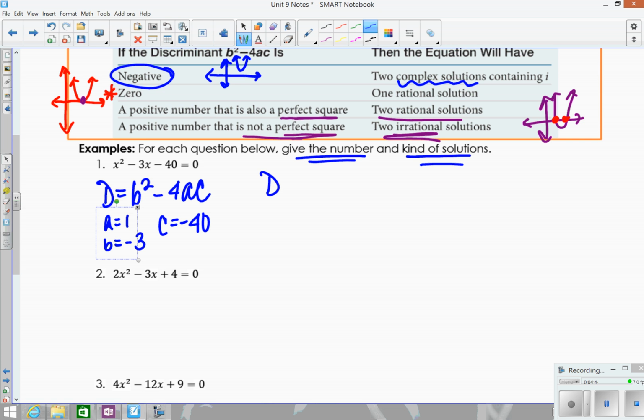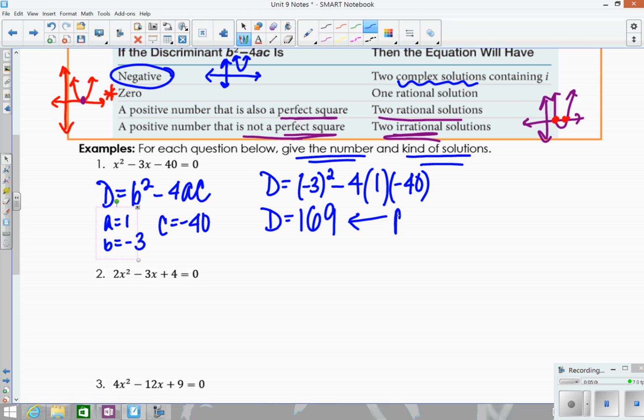And then what I do is I just plug in. So we have b, it's negative 3 squared, minus 4 times a, which is 1, times c, which is negative 40. And then you could just plug that whole thing in your calculator. You get a number, and you would get 169 for this. So basically, if you notice, 169 is a perfect square. So this is a positive perfect square.